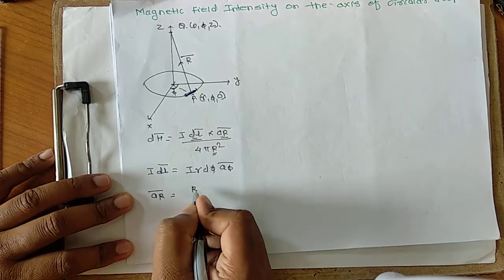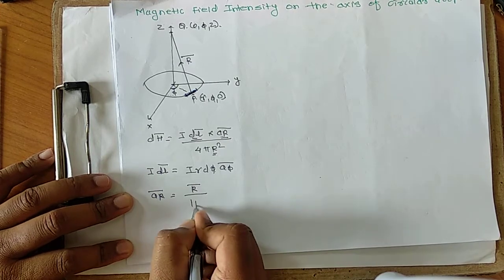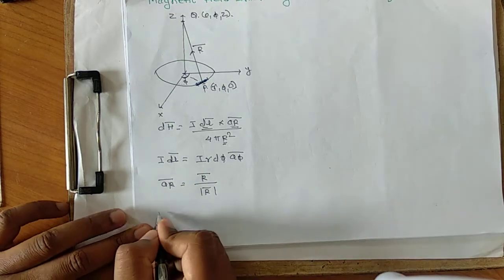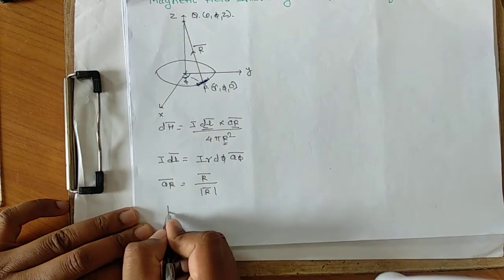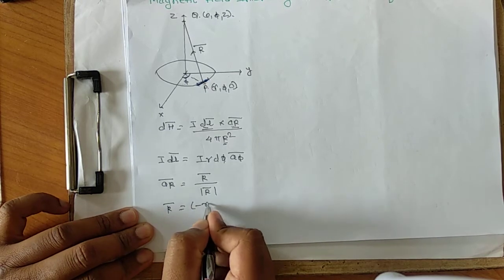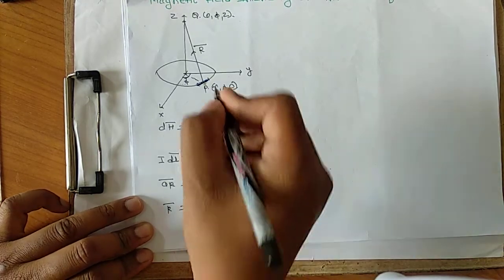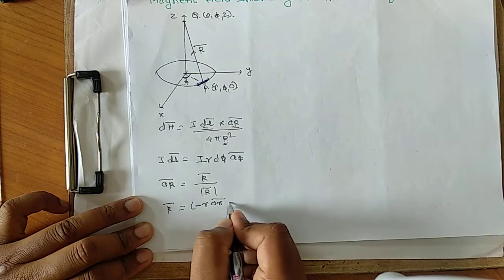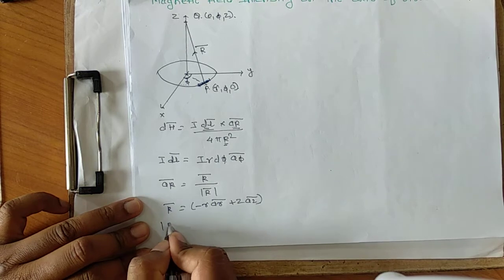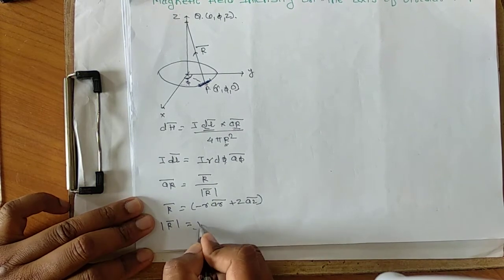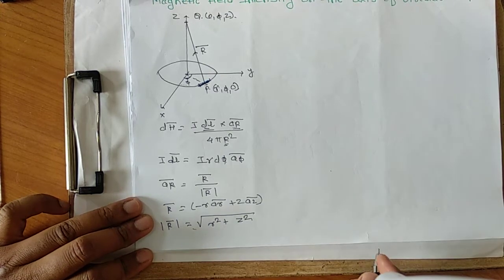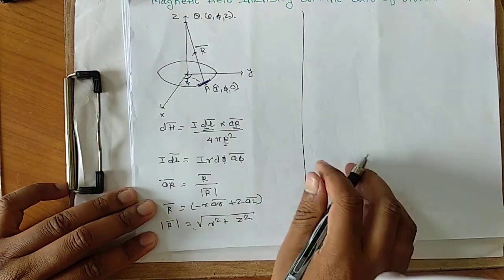How to calculate a_R bar? It is R bar divided by the mod of R bar. Now what is R bar? R bar is equal to final minus initial, that is R a_R bar, phi minus phi 0, plus z a_z bar. So that is R bar. What about the mod of R bar? The mod of R bar is the root of r square plus z square. Okay, so that's it for R bar.